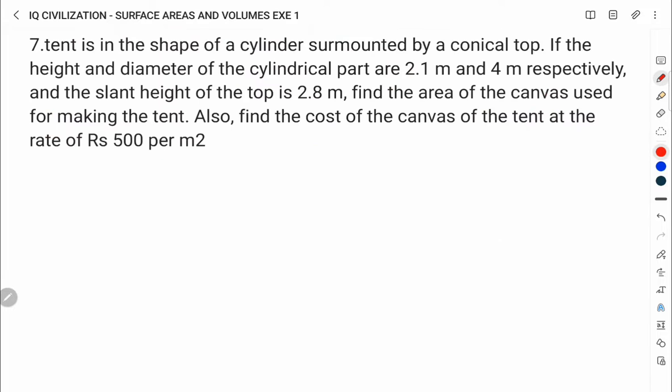Next one. See next one, a tent is in the shape of a cylinder. Cylinder is my keyword. Surmounted by a cone. This is another keyword. The tent is in the shape of a cylindrical tent, on that surmounted by a cone. This is the cone. Very nice. If the height and dia of the cylindrical part, first the cylindrical part, right? So for the cylindrical part, height is given as 2.1 and dia is given.